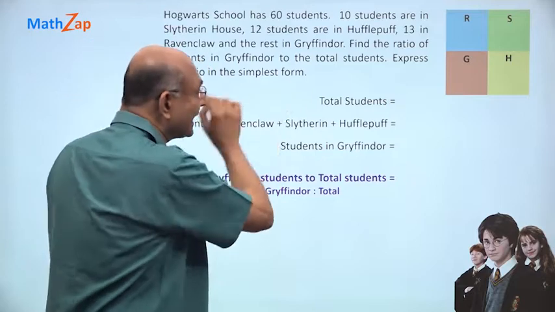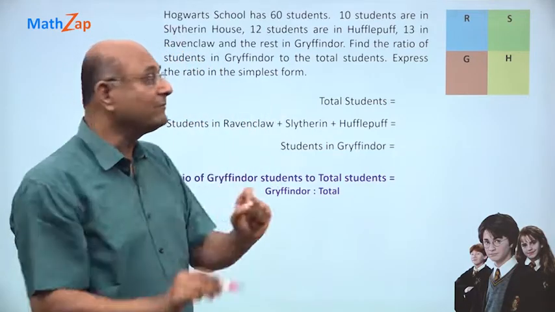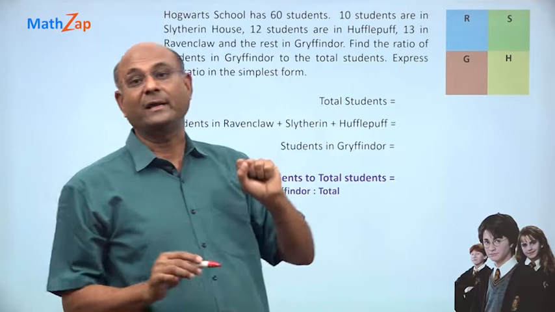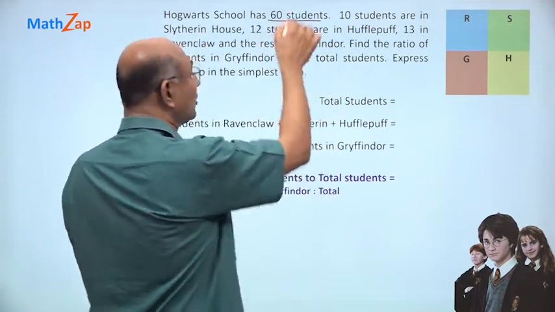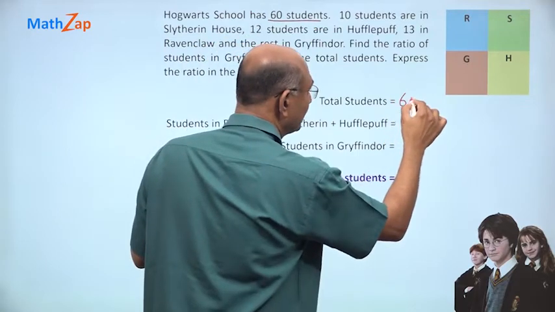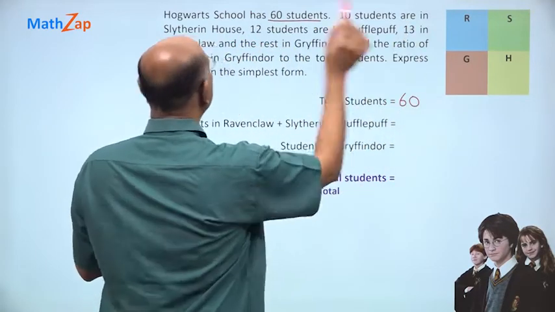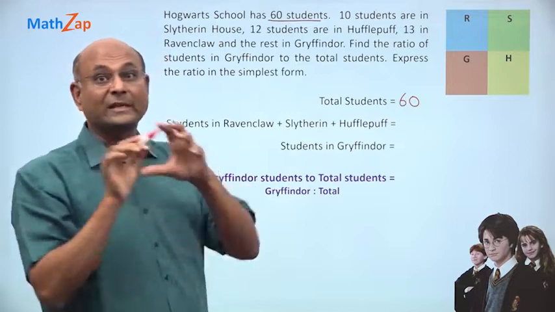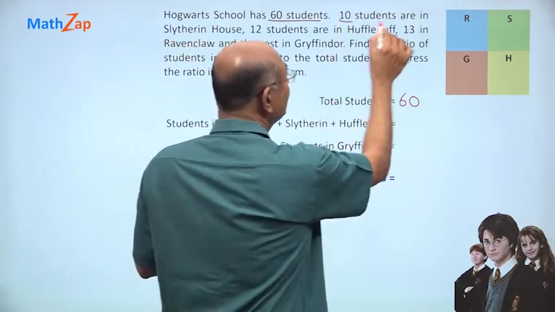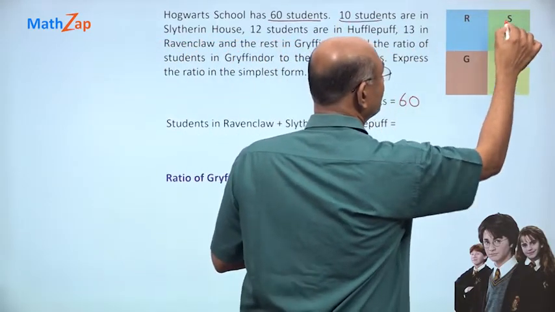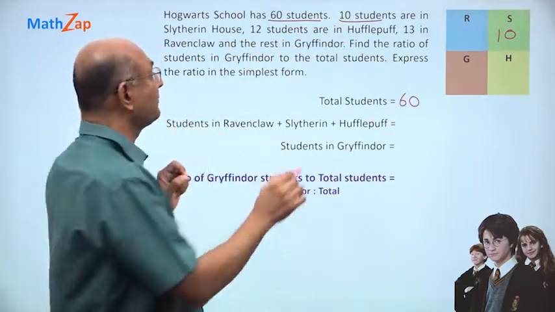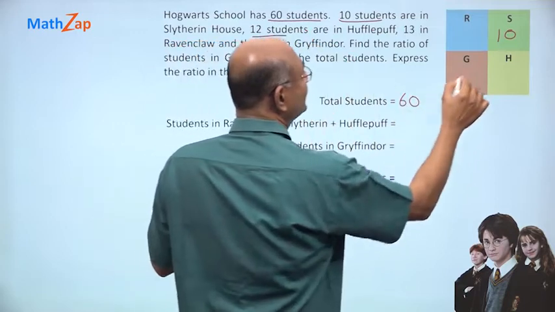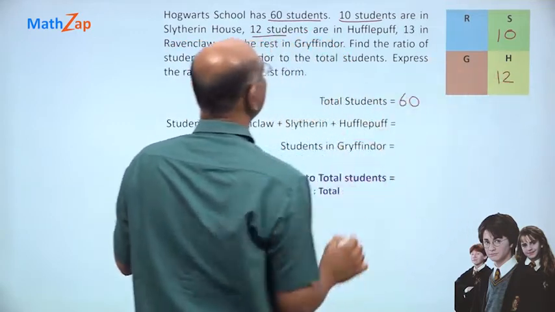So we read the question again and let us take all the information and put it down carefully in our solution. Hogwarts school has 60 students. So total number of students, 60. 10 students are in Slytherin house. So Slytherin house has how many? 10 students. So I'll mark that here. So that is Slytherin house. 12 students are in Hufflepuff. So Hufflepuff has 12 students.